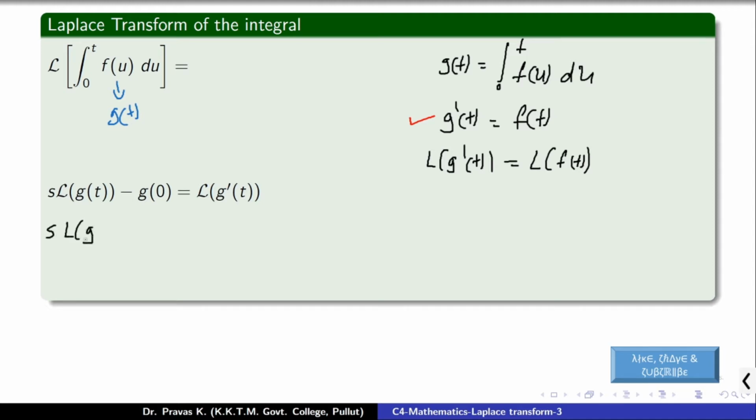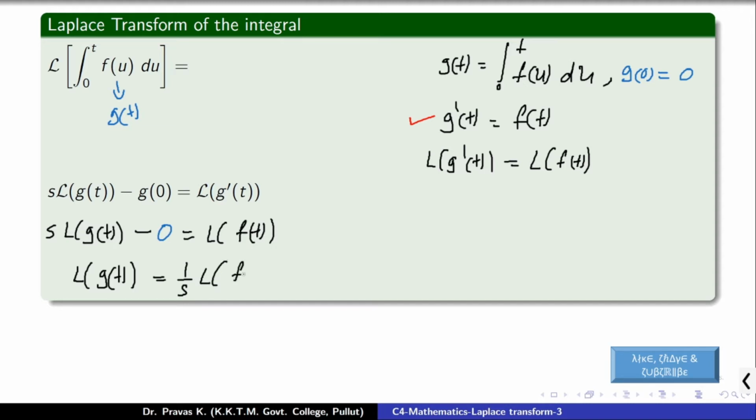Substituting the values we obtained on the right hand side, we have s into L of g of t minus g of 0. Here you can see that g of t is an integral from 0 to t. Therefore, g of 0 is the integral from 0 to 0, which is actually 0. Therefore, this is equal to L of g dash of t, that is L of f of t. Hence, we have the required expression, that is L of g of t is equal to 1 by s times L of f of t.